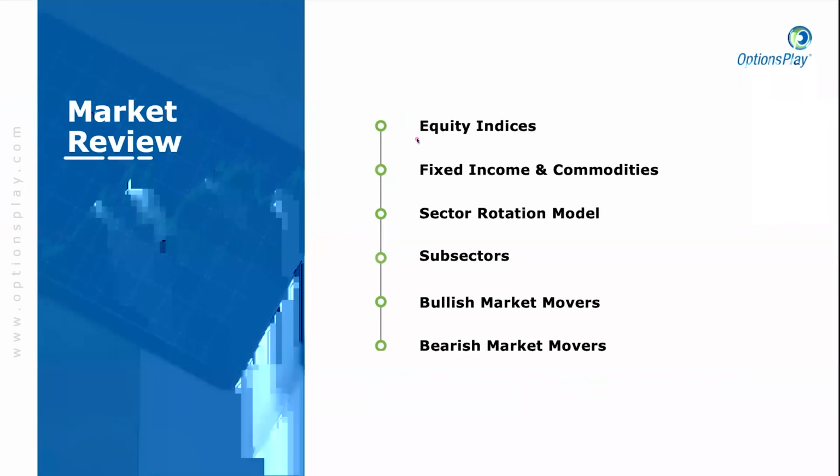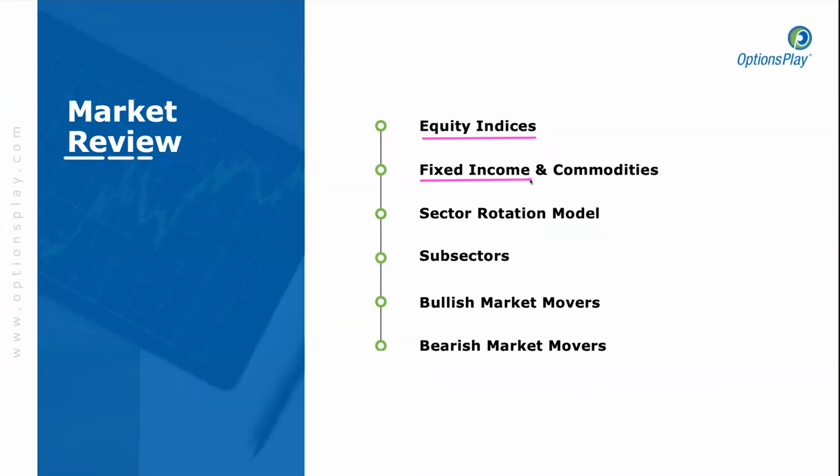So as we normally do, we'll take a look at the equity indices where they currently sit. We've seen some movement in terms of the overall indices, but the biggest movements are really coming from the fixed income markets and some commodities. And so we'll take a look at the sector rotation model. We see quite a few sectors that are continuing to strengthen, some of them that are continuing to weaken. We'll take a look at one subsector that's currently on the move, and then we'll look at some bullish and bearish opportunities here in the broader markets.